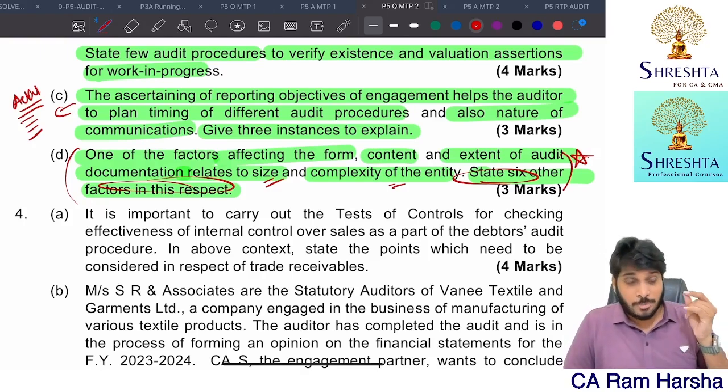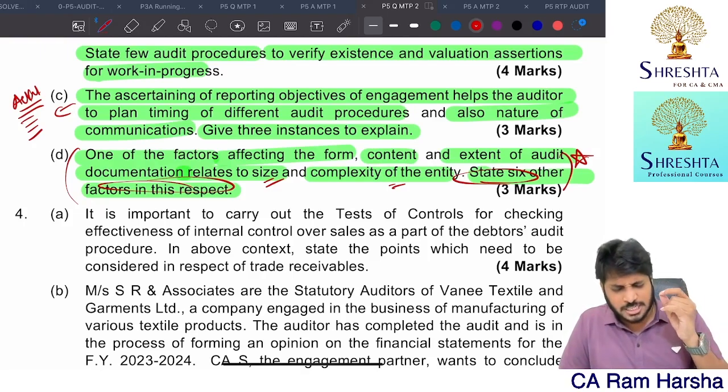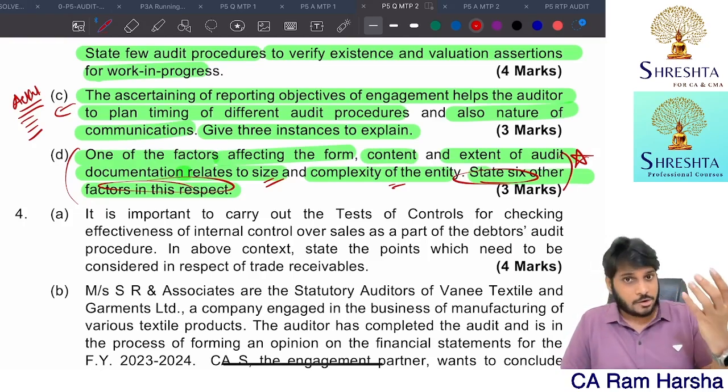And we all know the form and the manner of documentation shall be such that an experienced auditor having no connection with the audit shall understand how you planned and performed and how conclusions are arrived.